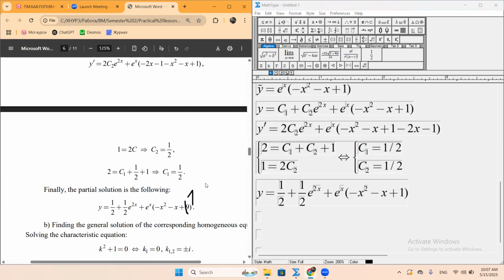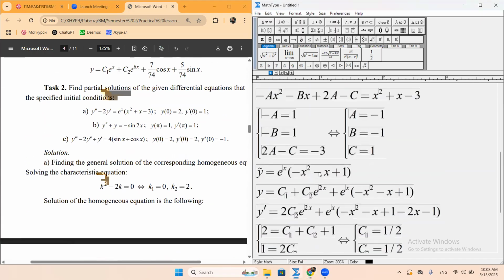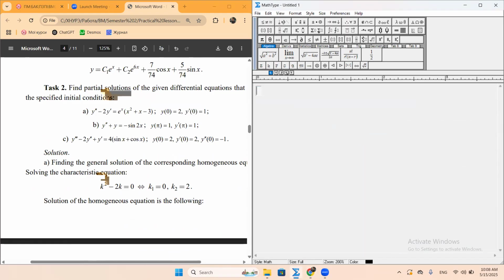Okay. Any questions about this exercise? Okay, I guess no questions. So moving to exercise B. In B, we have the following differential equation: y double prime plus y equals minus sine of 2x. Then y of pi equals 1, and by the way, it also equals y prime of pi.